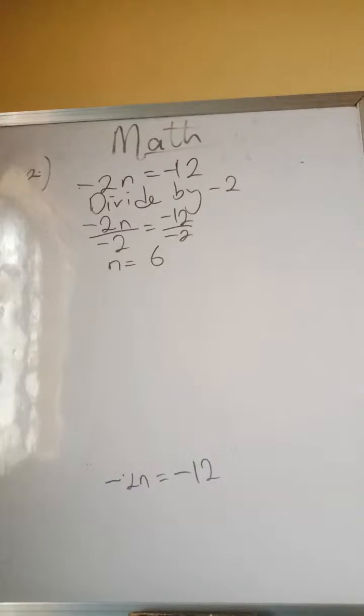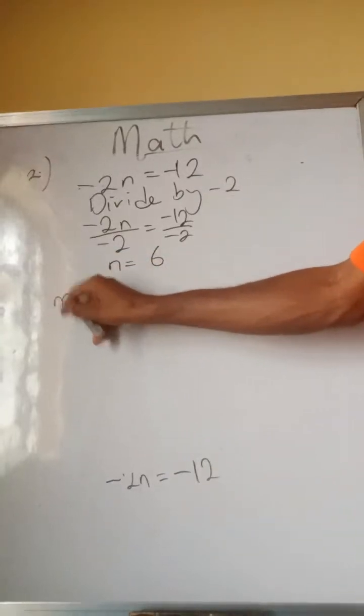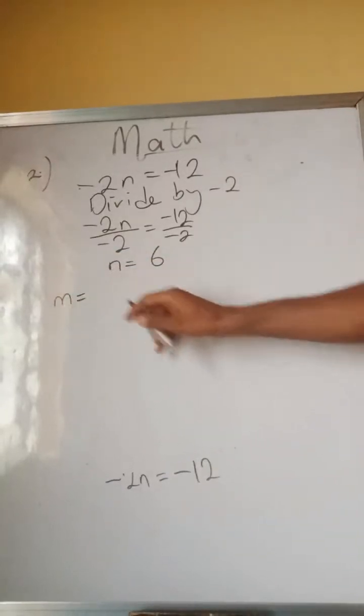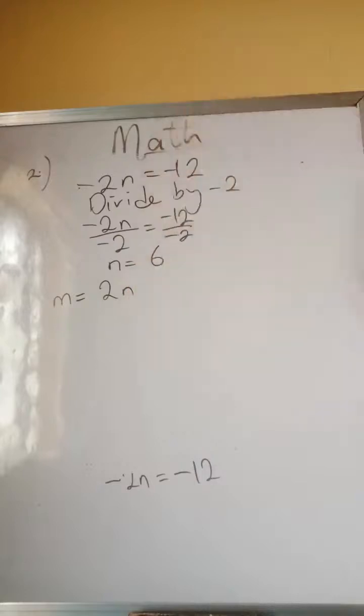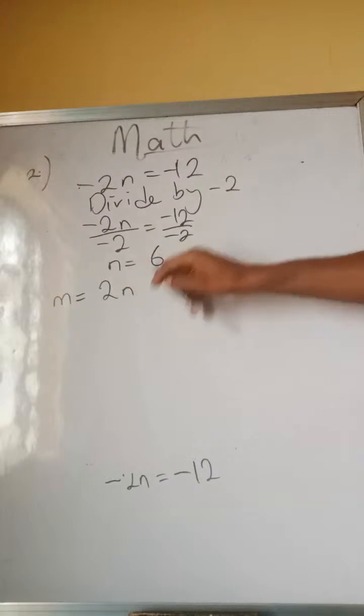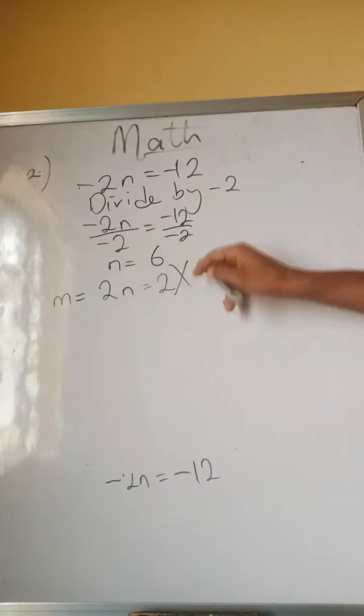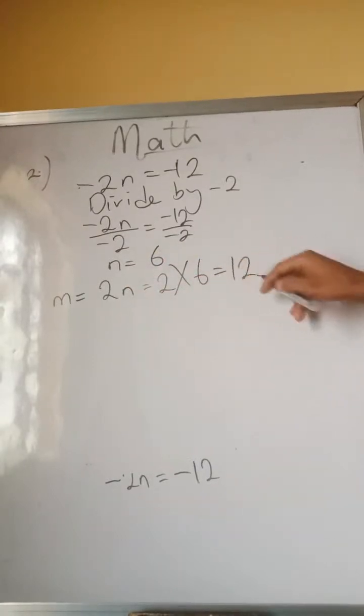Now, moving on from here, remember m is equal to 2n. M is 2n. And since your n is 6, that means it's 2 times 6, which means your m is 12.